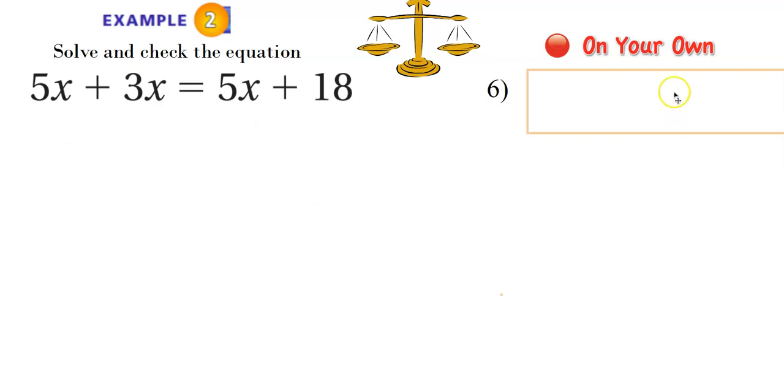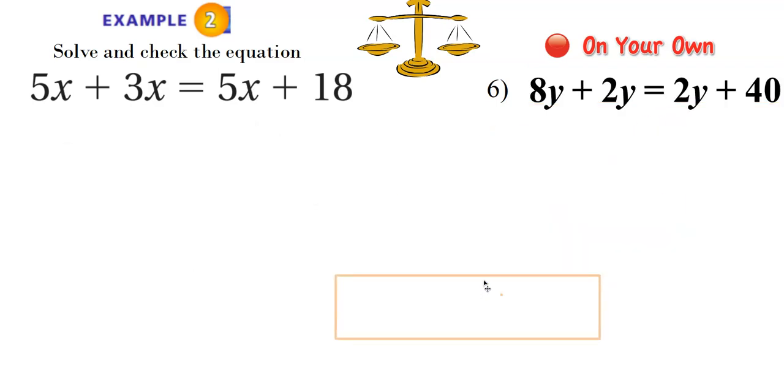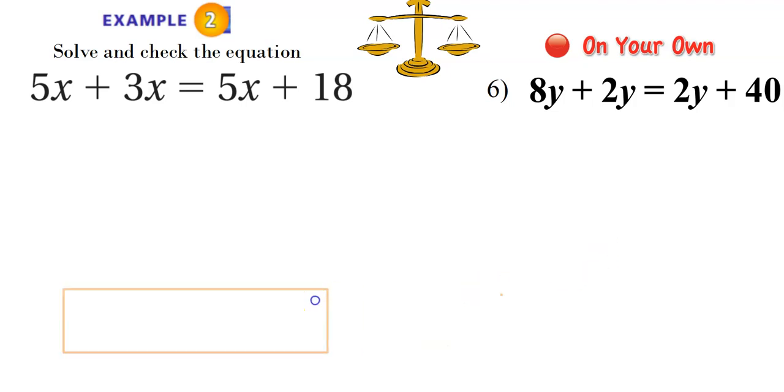Okay, so here's the OYO. So go ahead and pause the video and try this one on your own. I'm going to move this over. All right, so we have the same idea. There's a lot of interesting things happening here in this equation. I can see there's 8y plus 2y equals 2y plus 40.